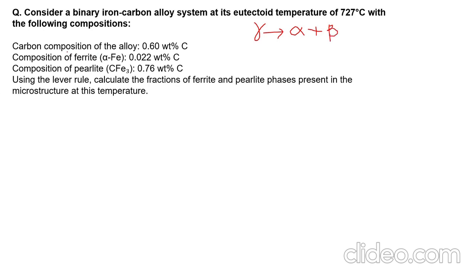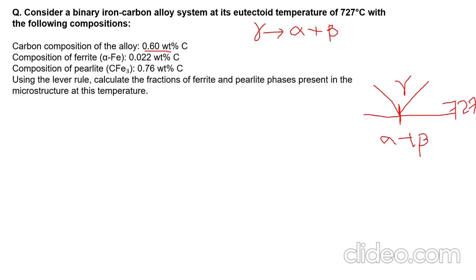So you are given that the carbon composition of the alloy is 0.60. Now you should know this eutectoid temperature which we are talking about, where gamma gives me alpha plus beta. In a phase diagram, I have a temperature that is given, it is 727. I should know what the maximum composition is, which is the eutectoid point. This is actually not given in the question, I think.